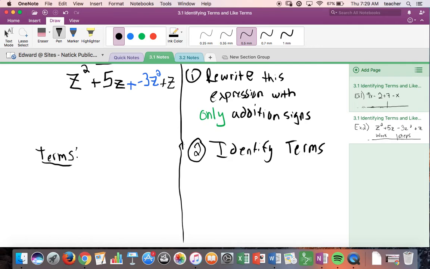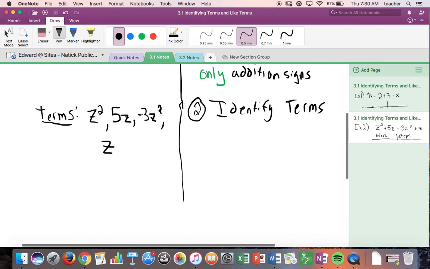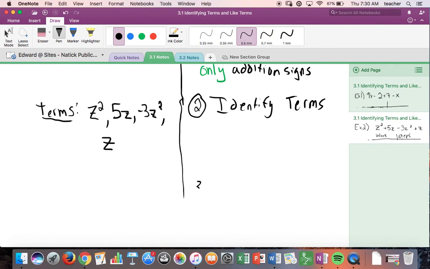So my terms here are z squared is my first term. The addition sign separates my first term from my second term, so my second term is 5z. Again, this addition sign separates my second term and my third term, which is negative 3z squared. And then my last term, again separated with the addition sign between my third and my fourth term, is just plain old z.